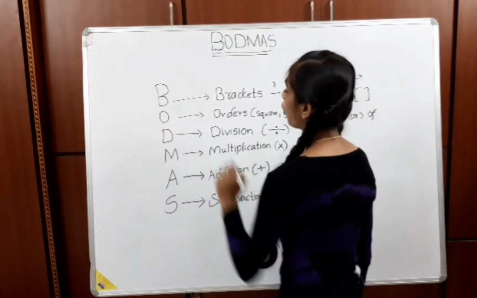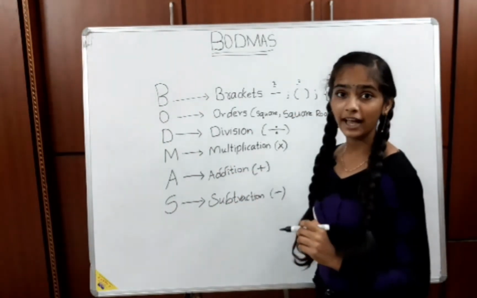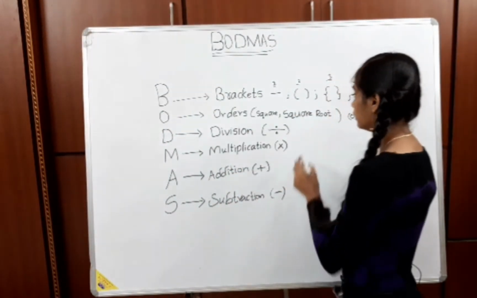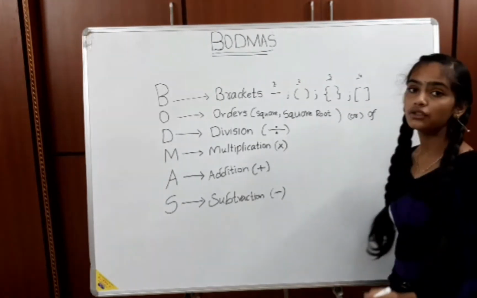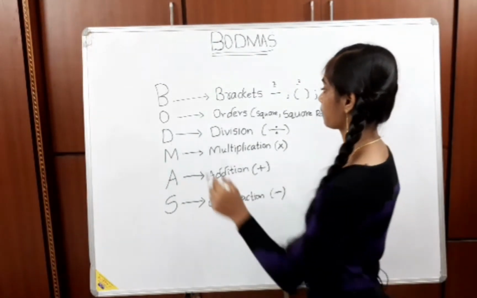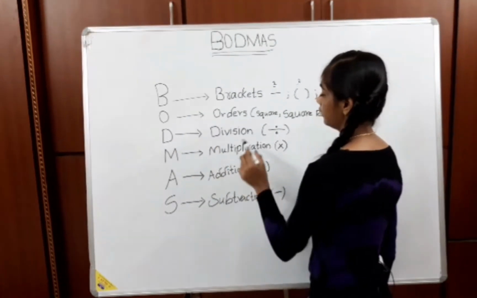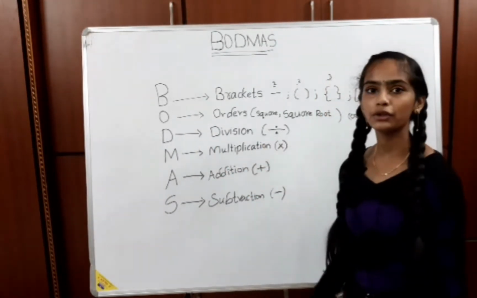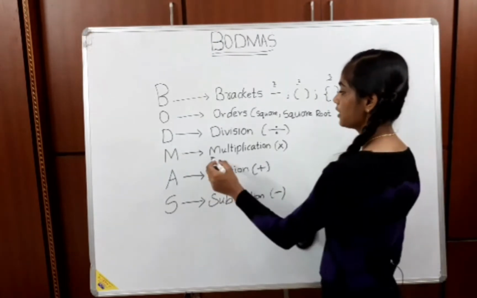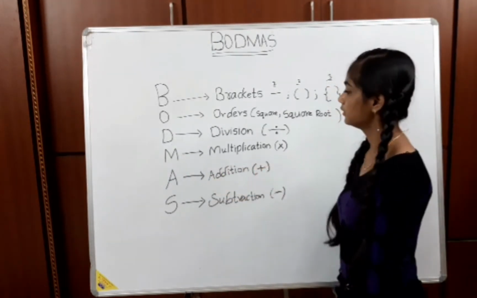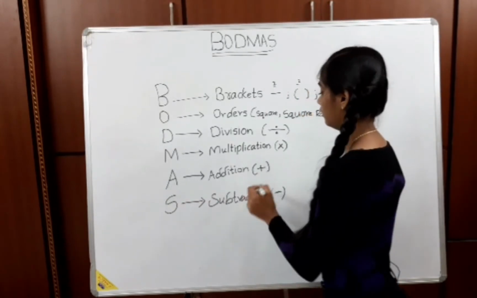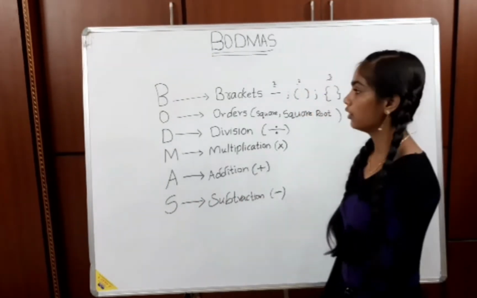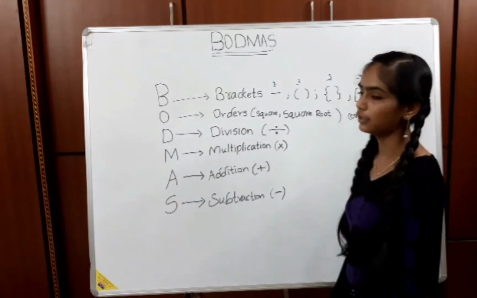And here O stands for orders, which is like squares and square roots, etc. And it also stands for of, which is also called into. And the next one is division, which has this symbol. Actually, you all know about division. And the next one is multiplication. And the second last one is addition. And the last one is subtraction. This is what BODMAS stands for.